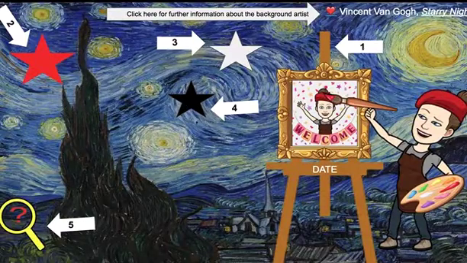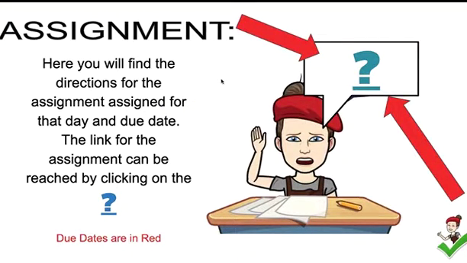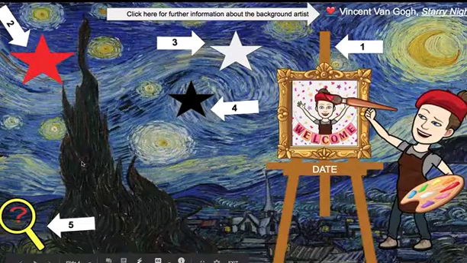The next activity 4 brings you that black icon. This is your assignment. Here you'll find the directions for the assignment assigned for the day and the due date. The due date will be listed in red. The link for the assignment can be reached by clicking on the question mark. In this case, notice how the arrow changes. The red arrows are pointing, saying click here, here's your assignment. When you're done, submit that to Google Classrooms and maybe you link that directly to the slide and then go back to the classroom.